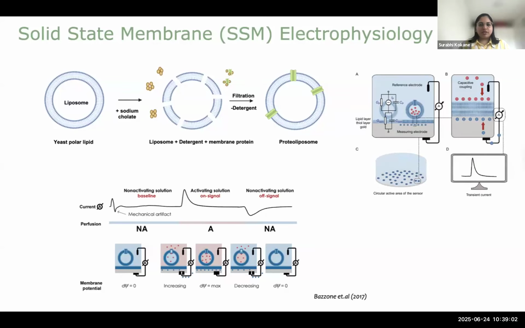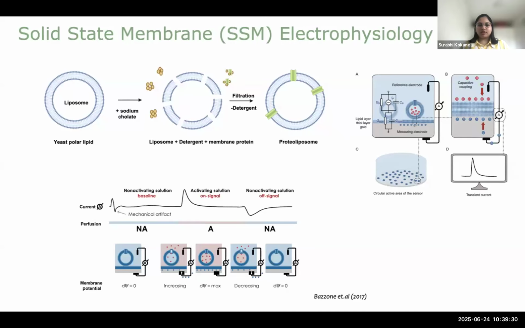So we did a similar assay with the same setup. What you do is add a non-activating solution. In this case, sodium is the substrate for this protein, so you would take an ion like lithium, or like we use choline chloride, which has a similar charge to sodium but is not a substrate for the protein. So we add that as a non-activating solution.